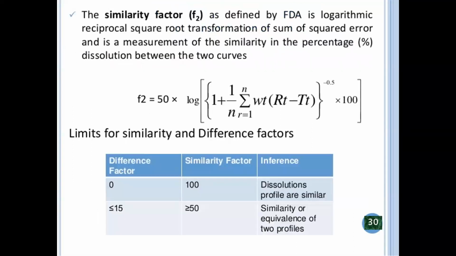The similarity factor F2, as defined by the FDA, is a logarithmic reciprocal square root transformation of the sum of squared error. It is a measurement of similarity in the percentage dissolution between the two curves, and it can be expressed by the following equation. Limits for similarity and difference factors: for the difference factor F1, 0 to less than or equal to 15; for the similarity factor F2, 100 or greater than or equal to 50. This is an inference of similarity or bioequivalence of two dissolution profiles.